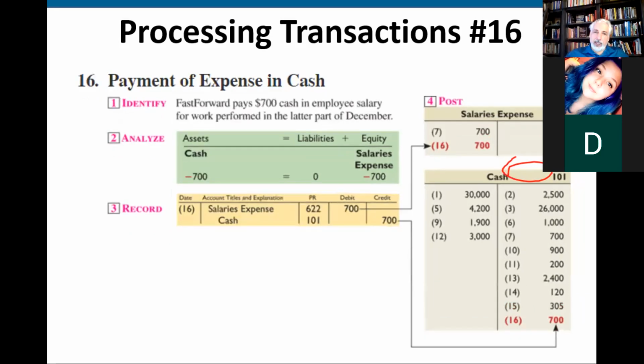And our final entry we'll look at, we pay some more expenses. This is wage expense or salary expense. We find that cash, we did the 700s. You know cash is a credit. Whatever it is a debit, and we're on our way.